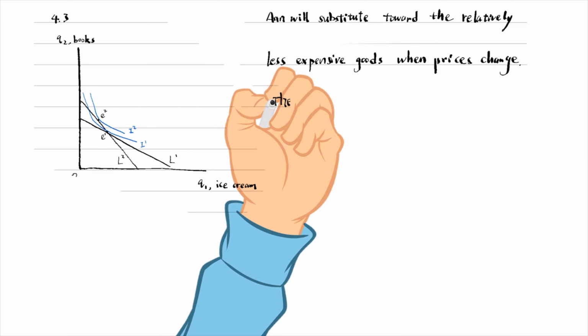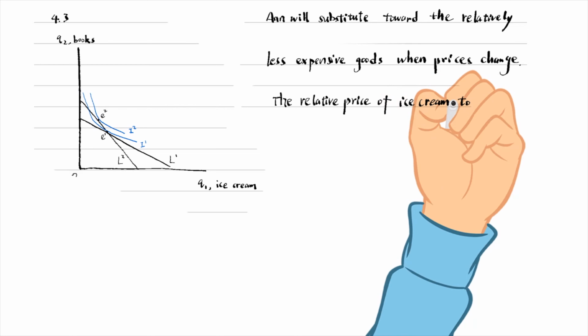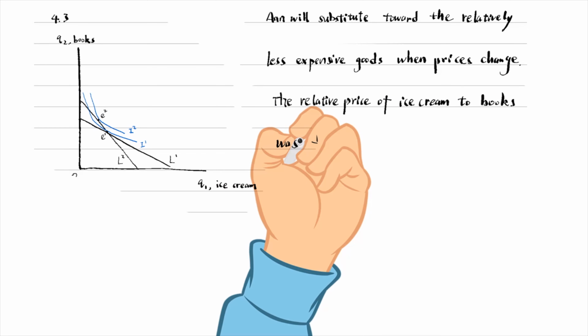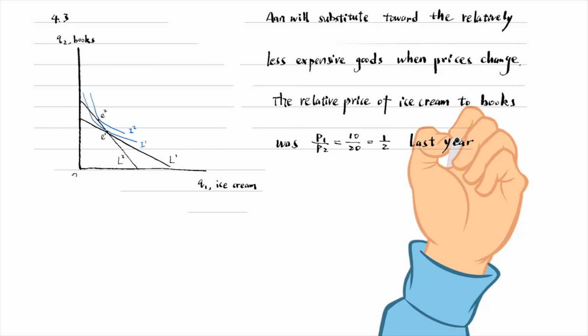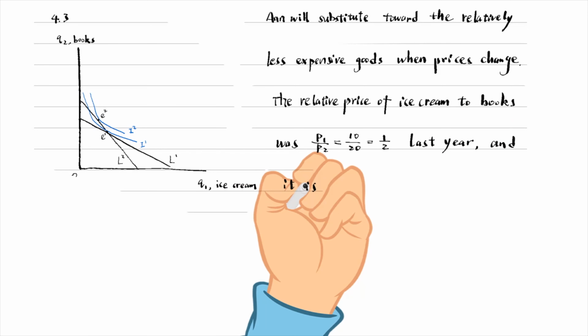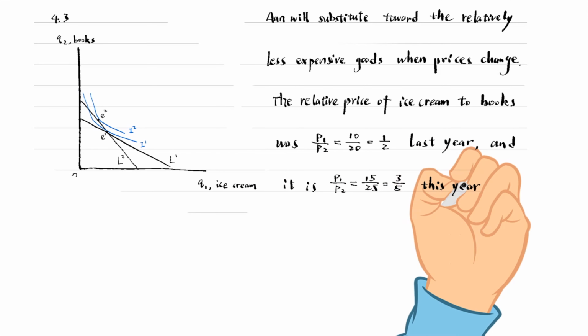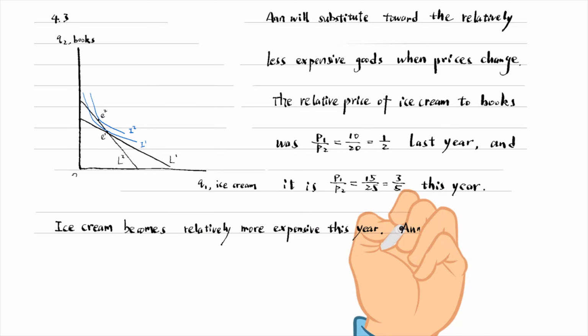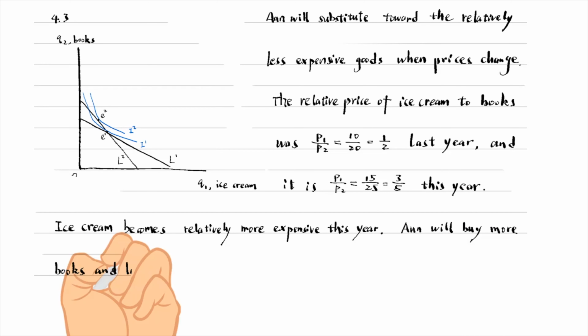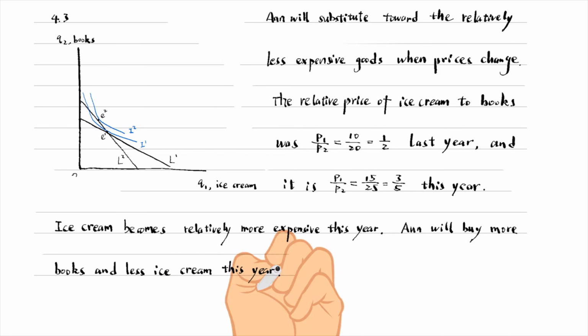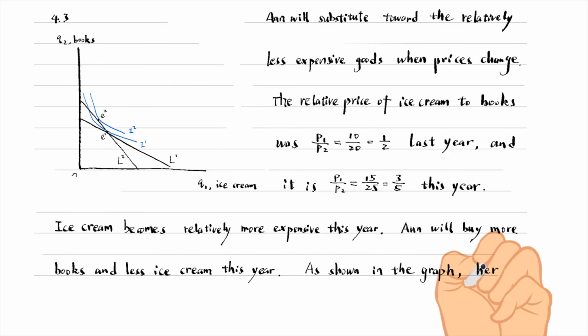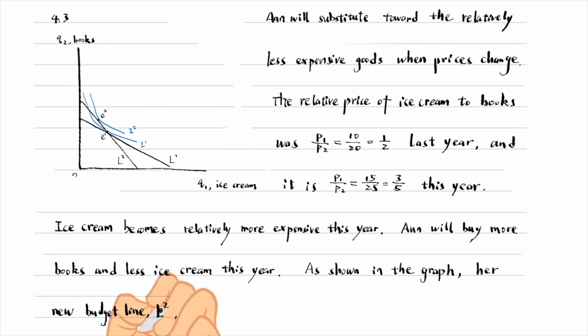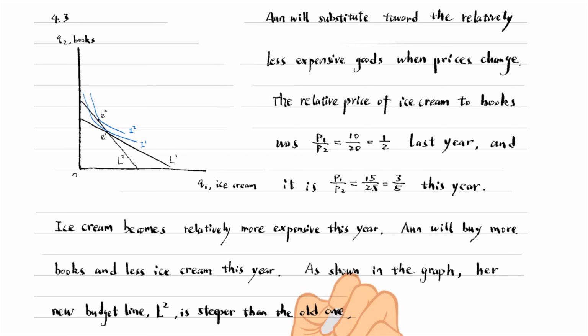The relative price of ice cream to books was 10/20 last year, and it is 15/25 this year. Ice cream becomes relatively more expensive this year, and she will buy more books and less ice cream this year. As shown in the diagram, her new budget line L2 is steeper than the old one L1 because ice cream becomes relatively more expensive.